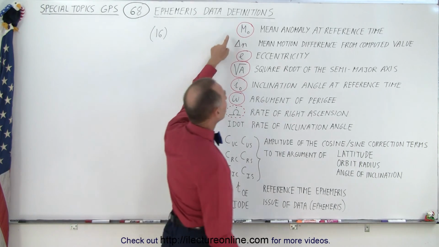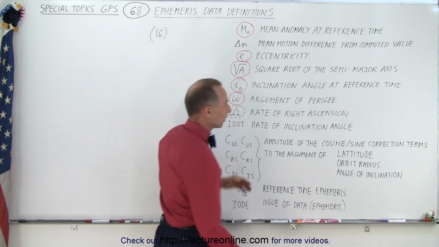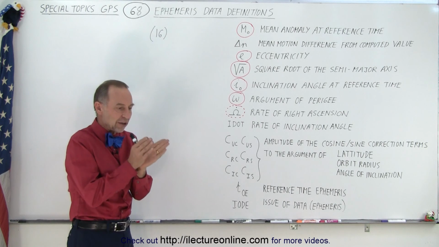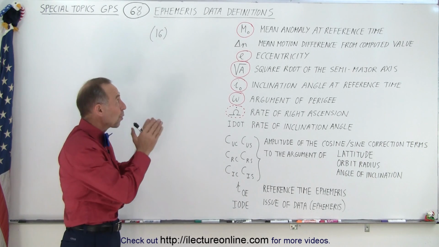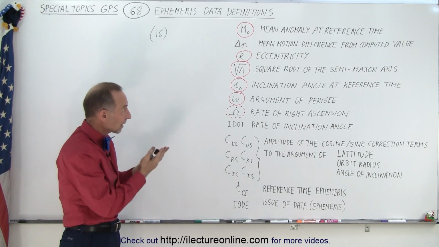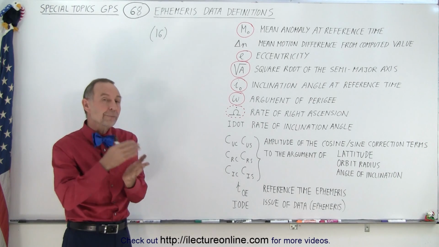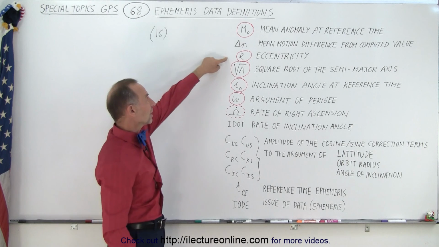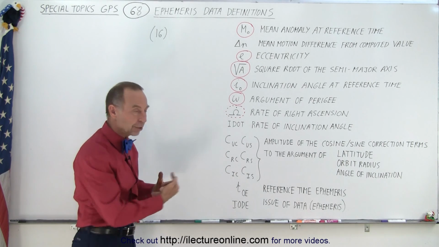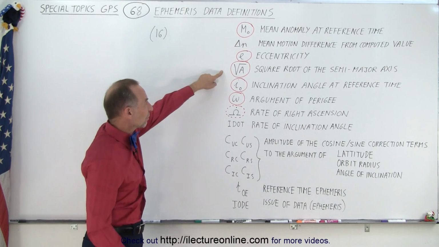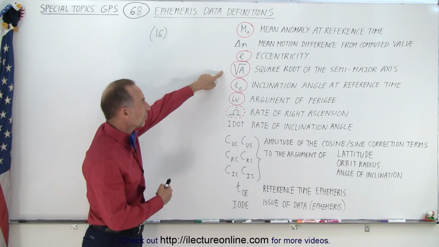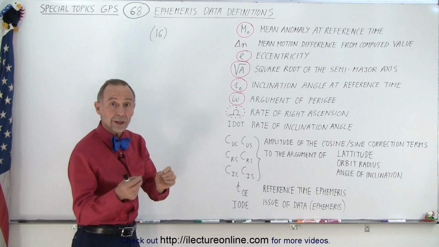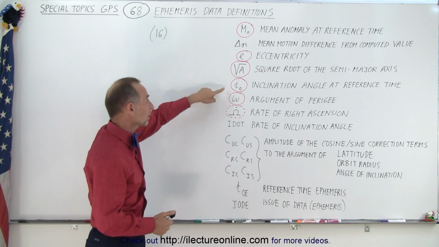We have the mean anomaly at reference time, so that is at some time in the period. So we take a fraction of the time of the period and we see where the satellite is located relative to the perigee. That's the mean anomaly at reference time. The eccentricity is an indication of how elliptic the orbit is. Instead of just giving us the semi-major axis, they give us the square root of the semi-major axis, which means that we'd have to make one less calculation to figure this out.